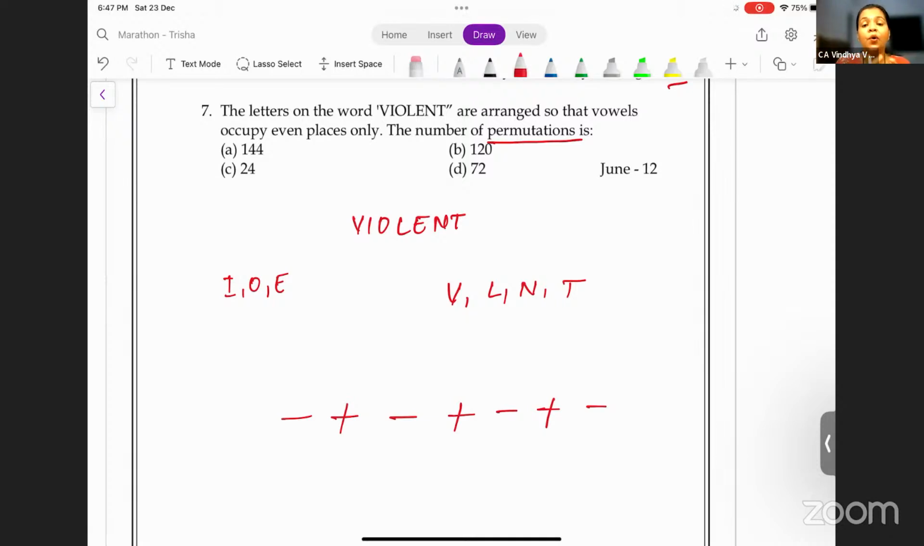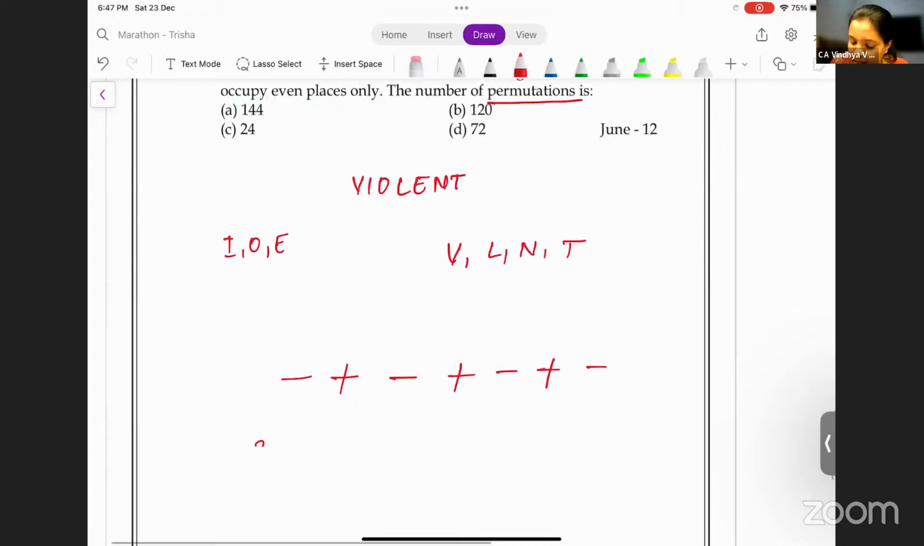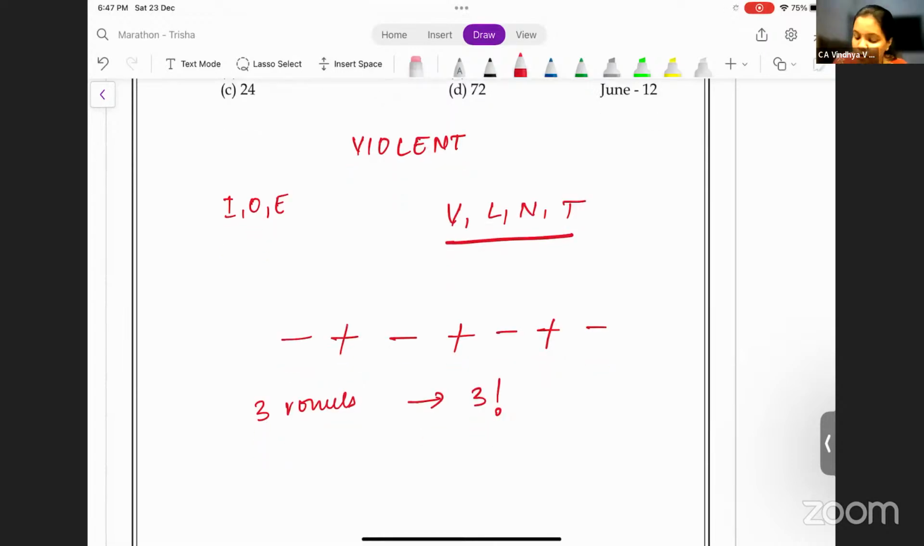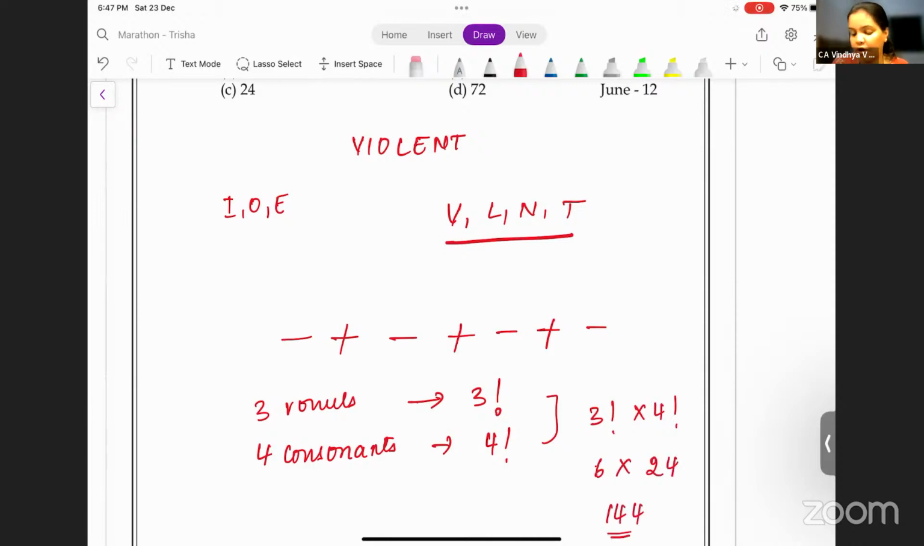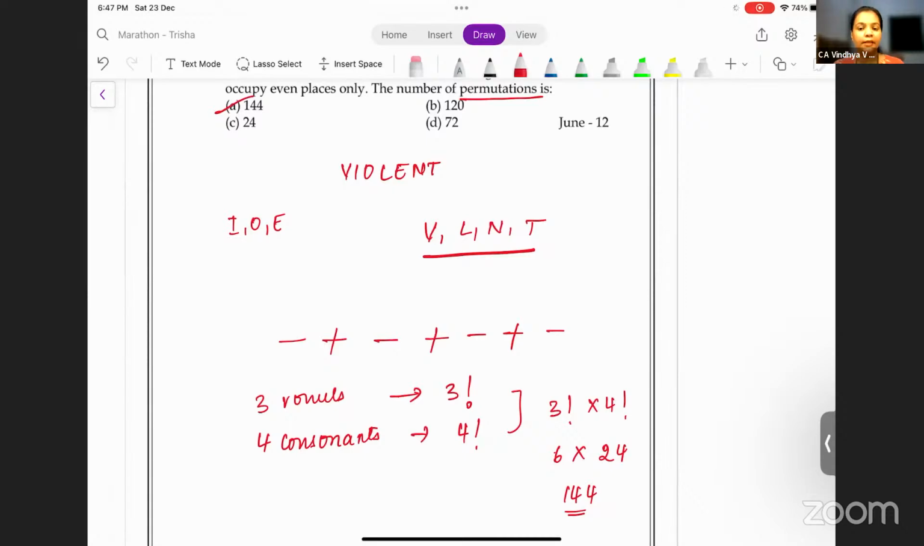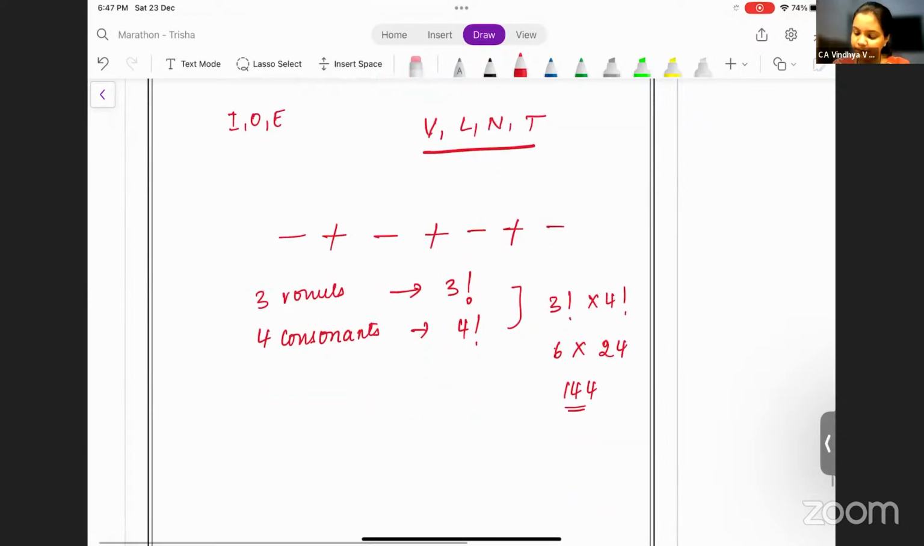Now here, I, O, and E are 3 vowels. 3 vowels in 3 even places can be arranged in 3 factorial ways. Now you have 4 consonants, V, L, N, and T, in the remaining places, in 4 factorial ways. So what is the answer? It is 3 factorial into 4 factorial, that is 6 into 24, which is 144. Okay. Yes. All right.